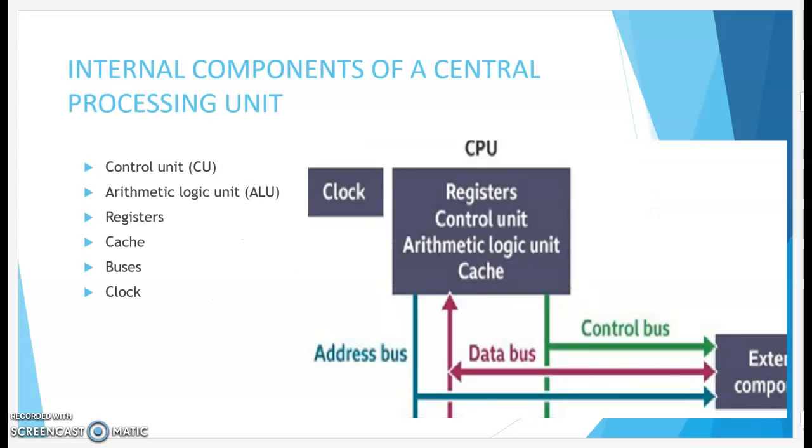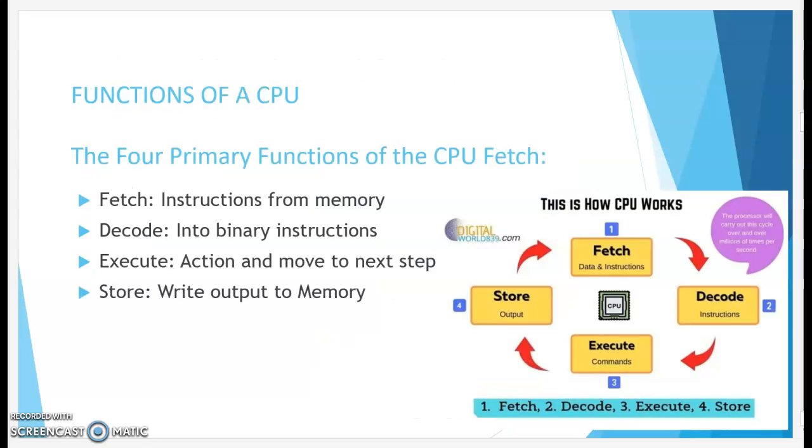Internal components of a central processing unit: control unit (CU), arithmetic logic unit (ALU), registers, cache, buses, clock. Function of a CPU. The four primary functions of the CPU: fetch instructions from memory, decode into binary instructions, execute the action and move to the next step, store or write output to memory.